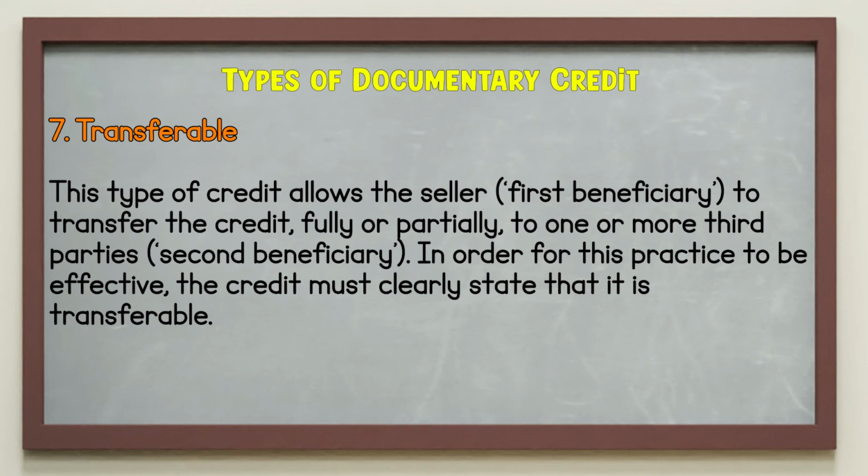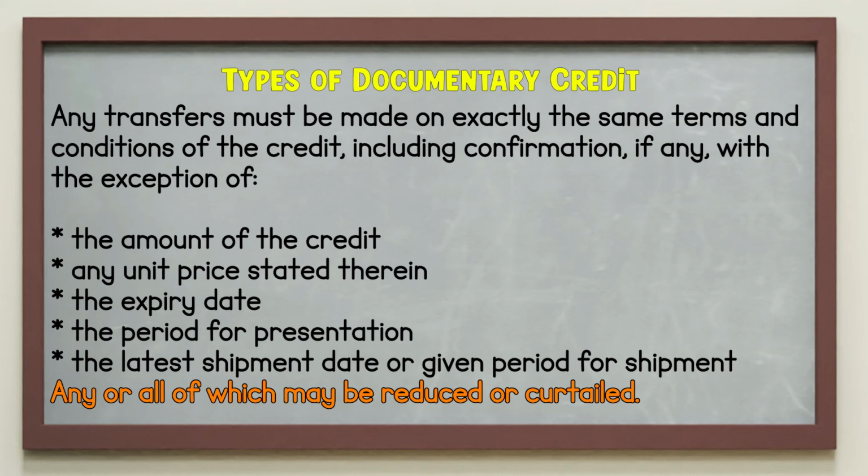This type of credit allows the seller, the first beneficiary, to transfer the credit fully or partially to one or more third parties, the second beneficiary. In order for this practice to be effective, the credit must clearly state that it is transferable. Any transfers must be made on exactly the same terms and conditions of the credit, including confirmation, if any, with the exception of 1, the amount of the credit, 2, any unit price stated therein, 3, the expiry date, 4, the period for presentation, or 5, the latest shipment date or given period of shipment. Note, any or all of which may be reduced or curtailed.